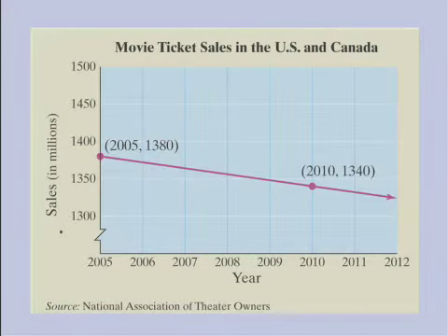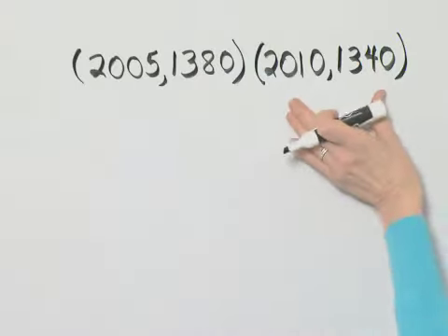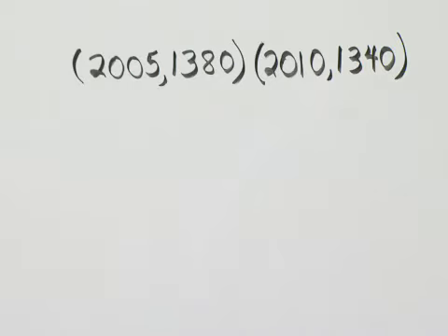Take a moment and study this graph. This graph approximates the number of movie ticket sales, y, in millions for the year x. And notice this is in the U.S. and Canada. And also notice I have written down the two ordered pairs shown on the graph. So let's look at part A.